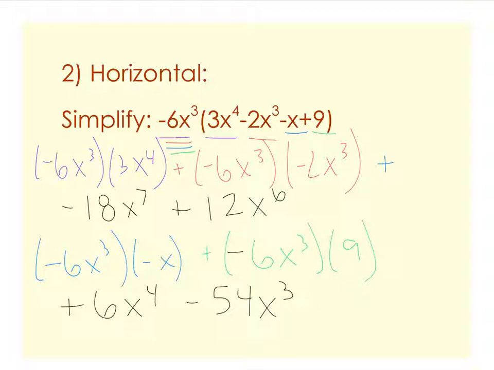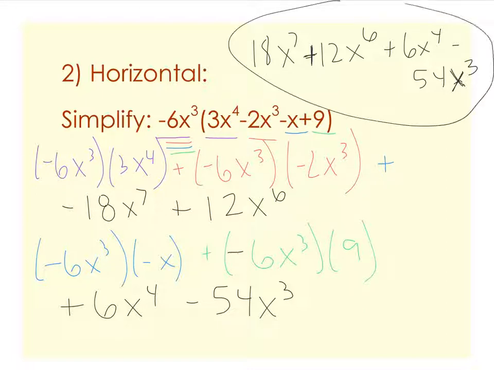So my final answer here is 18x to the 7th plus 12x to the 6th, addition sign there, plus 6x to the 4th minus 54x cubed. And I look again to see if I can combine like terms, and I cannot, so that problem is complete.